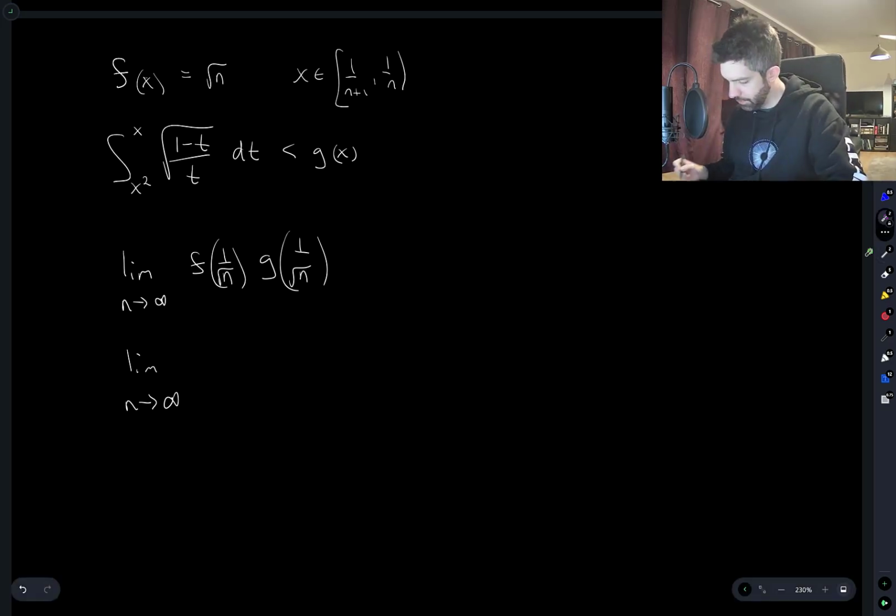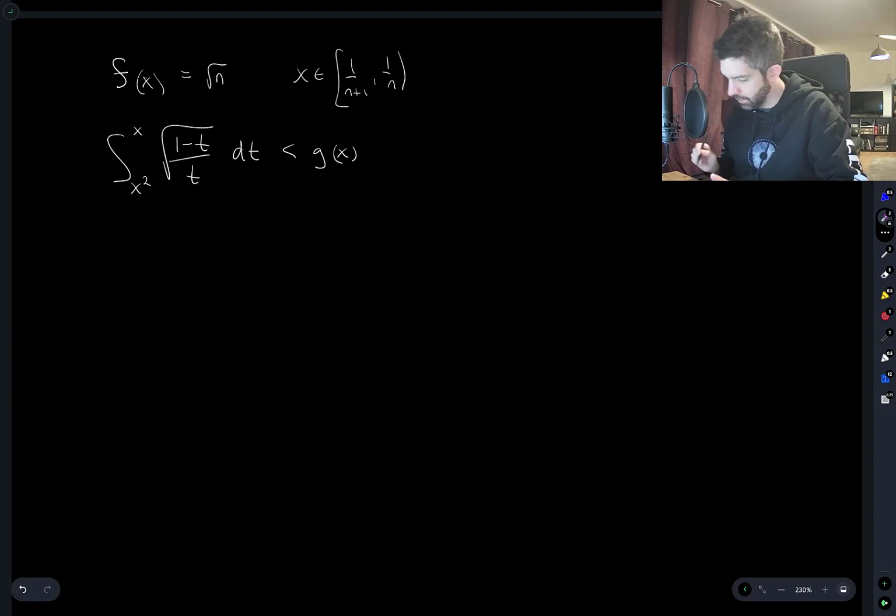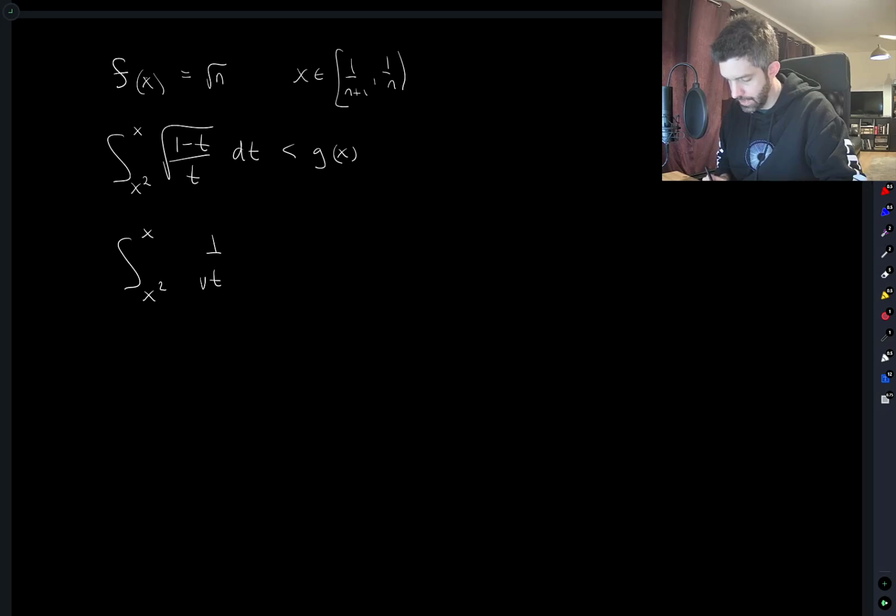Oh, you know what we could do is, as x gets really small, this gets really small, and this numerator is basically 1, right? This is essentially 1 over root t in the integrand. So maybe I don't need to do this. I'll come back to that if what I'm about to do here doesn't work. For really small values of x, this is basically the same as the integral from x squared to x of 1 over root t dt.